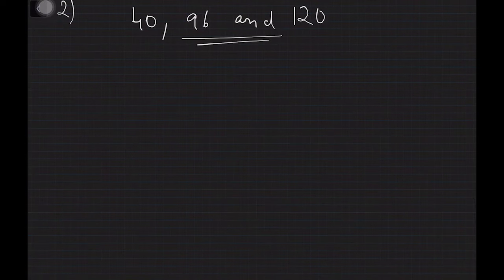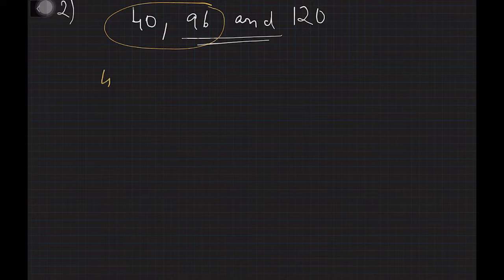Now when we have three numbers, first thing that we need to do is we need to pick any two numbers. It's up to you. You can pick 40 and 96, you can pick 96 and 120, you can pick 40 and 120. You can pick any two numbers. When you have more than two numbers, you need to pick any two numbers. Okay, so here let me pick 40 and 96. So 40 and 96 are the two numbers that I have picked.